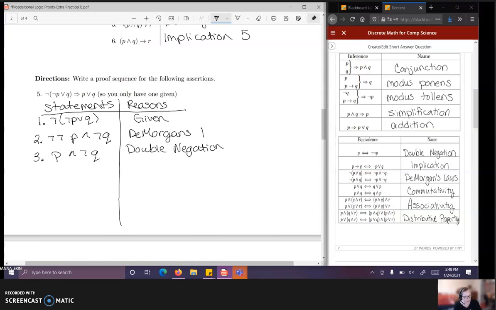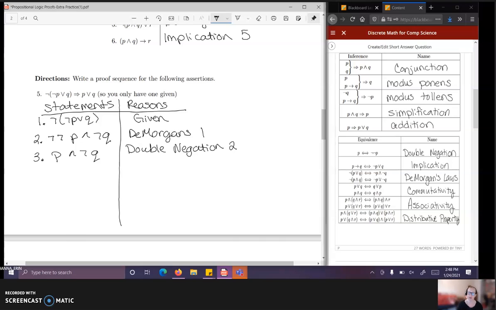Now here's where it gets a bit clever. Notice that we want an or statement. Or statements are very easy to create because of the addition inference rule. So whenever you want to end with an or, you really should be keeping that addition one in mind. You might not need it, but it's definitely one that's going to be helpful because if you can at least just get one of the two, you can always just add the other thing you need.